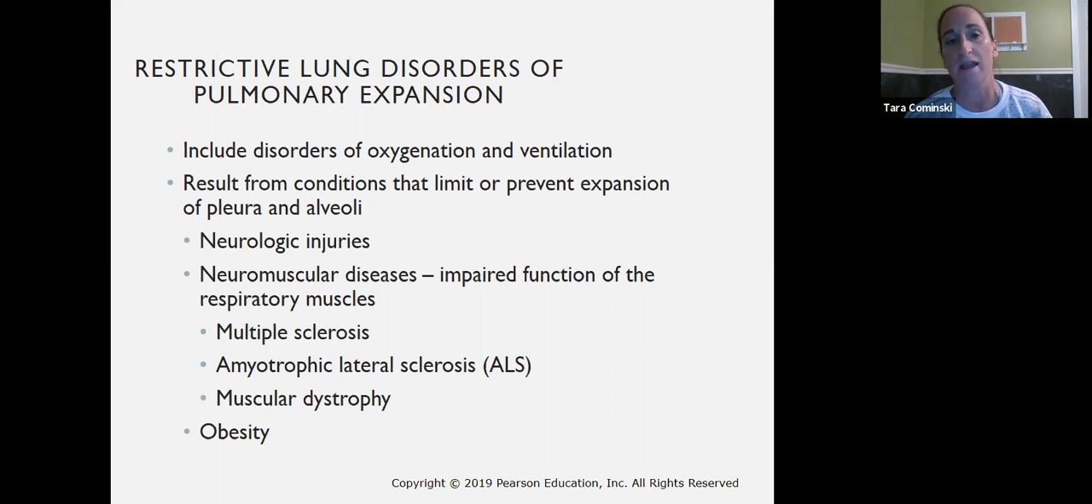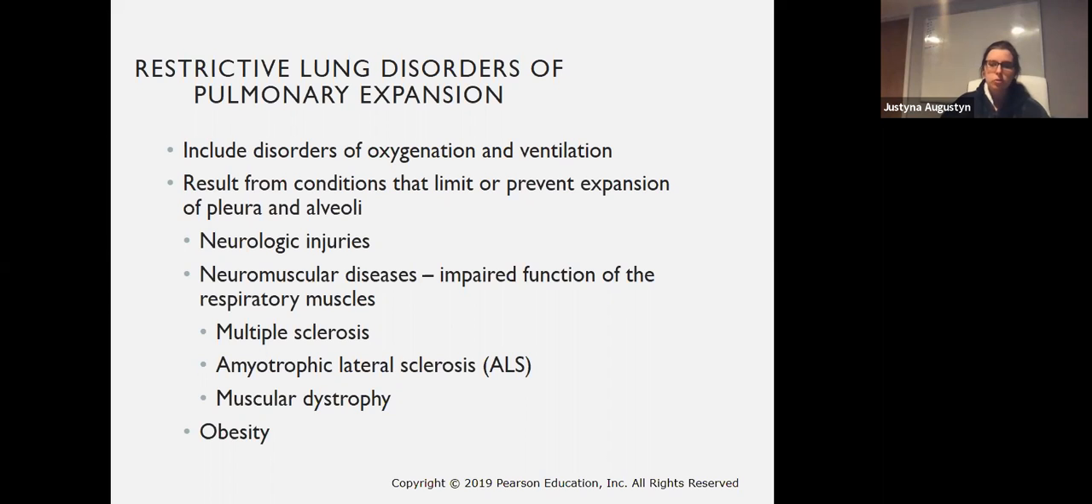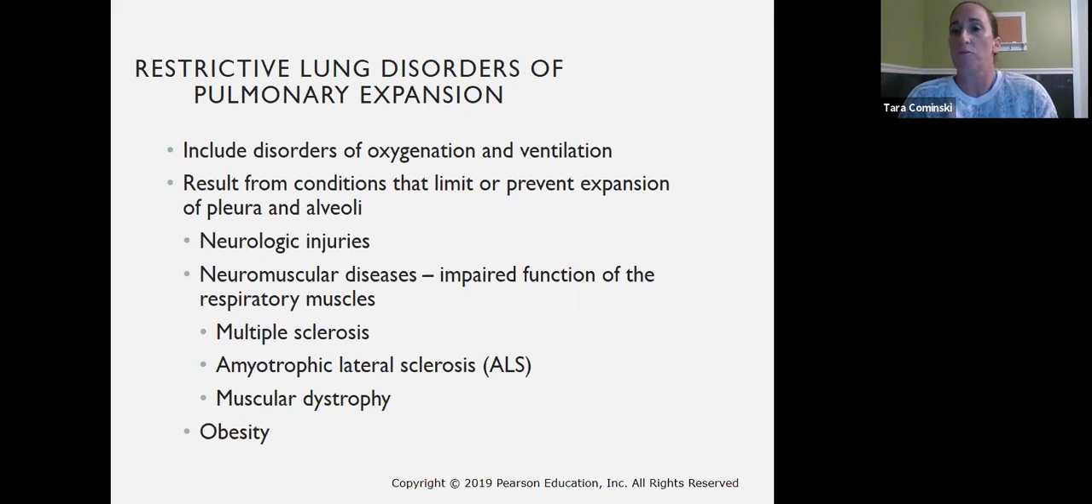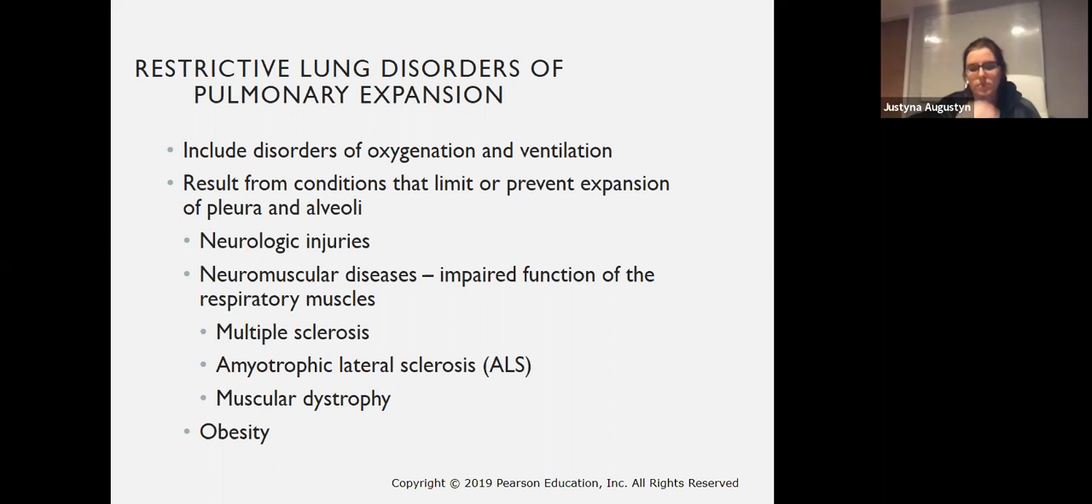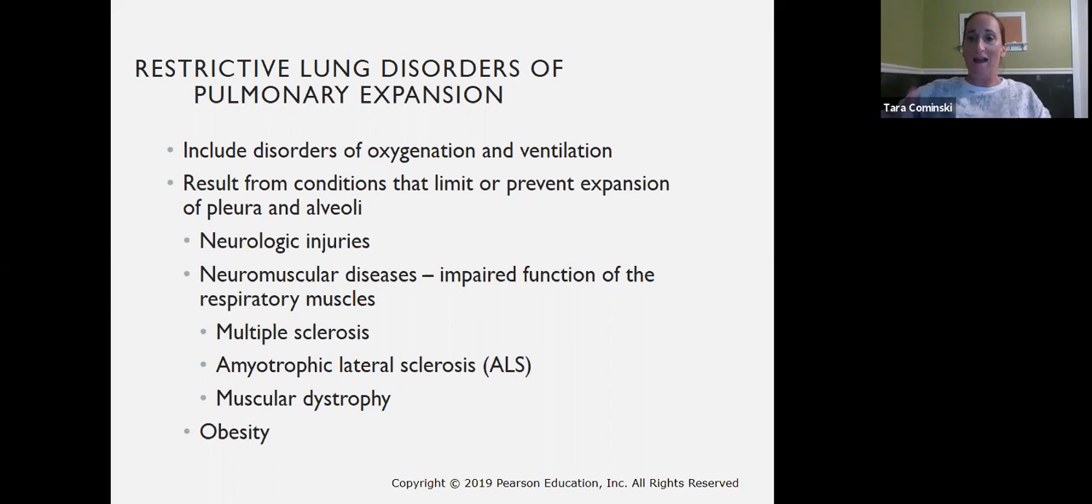Obesity too. Why do you think obesity might affect pulmonary expansion? Justina, go ahead. When you're laying down, there's so much pressure on the lungs, so it makes it hard for you to breathe. Yeah, why though? What's creating that pressure? You have more fat tissue. It's creating less space in the thoracic cavity, basically, and so less space for the lungs and the chest wall or chest cavity to be able to expand. So that's another issue that can cause this as well.